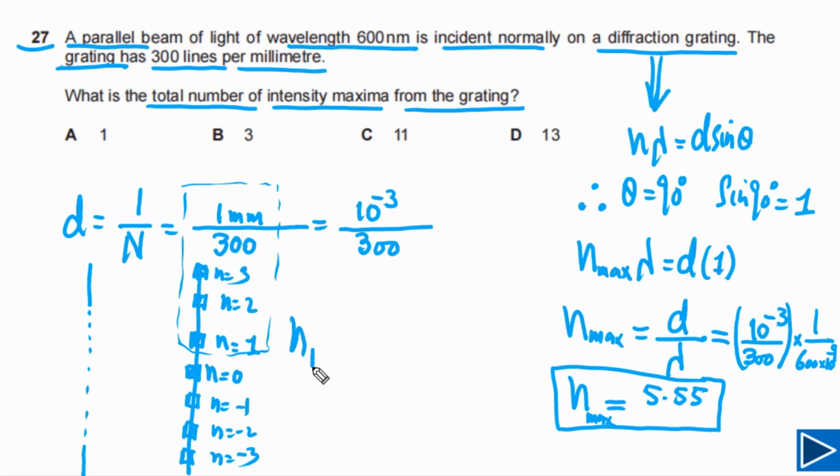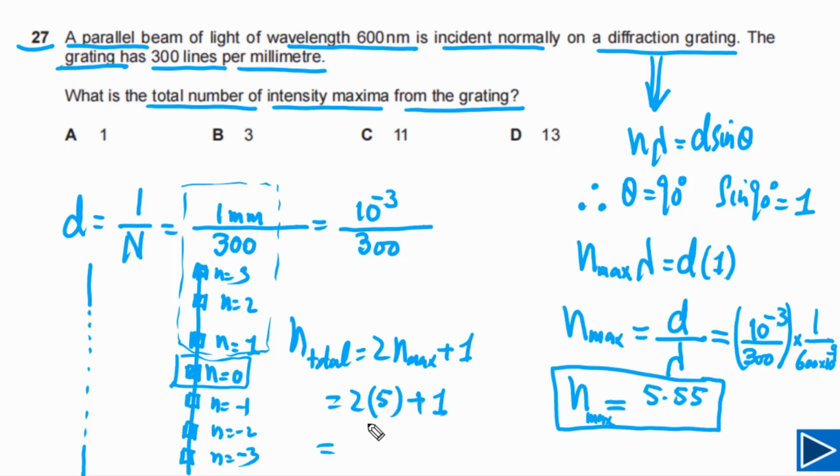So n total, simply you need to understand, n total is equal to 2 times n max plus 1, meaning 1 we have at the center. In this case, we have 2 times 5 plus 1. So we have total intensity maxima equal to 11. So the answer for this question is C. C is the right answer.